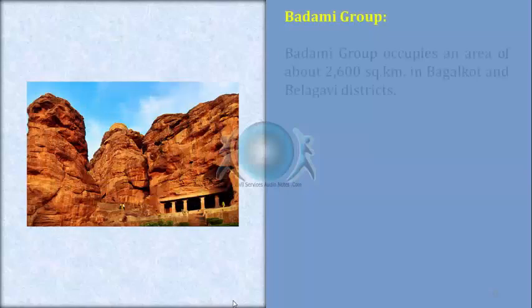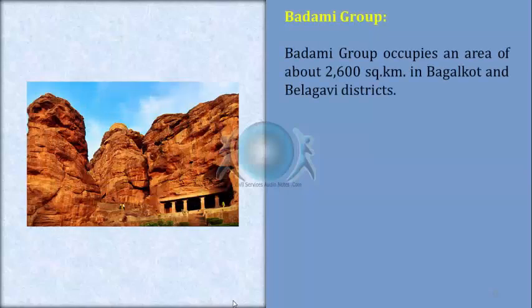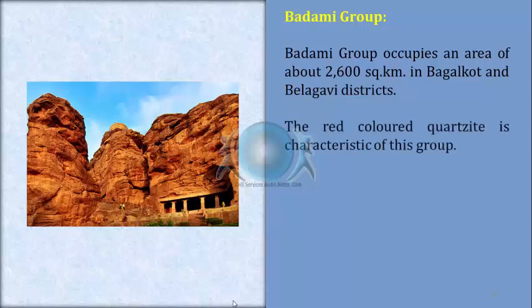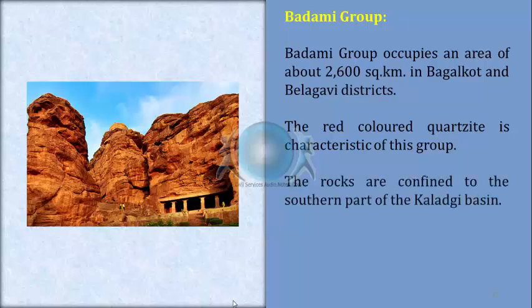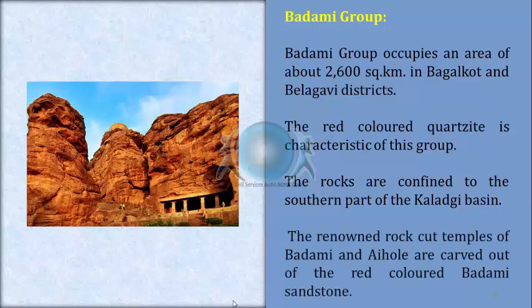Badami Group. Badami Group occupies an area of about 2,600 square kilometers in Bagalkot and Belagavi districts. The red-colored quartzite is characteristic of this group. The rocks are confined to the southern part of the Kaladgi Basin. The renowned rock-cut temples of Badami and Aihole are carved out of the red-colored Badami sandstone.